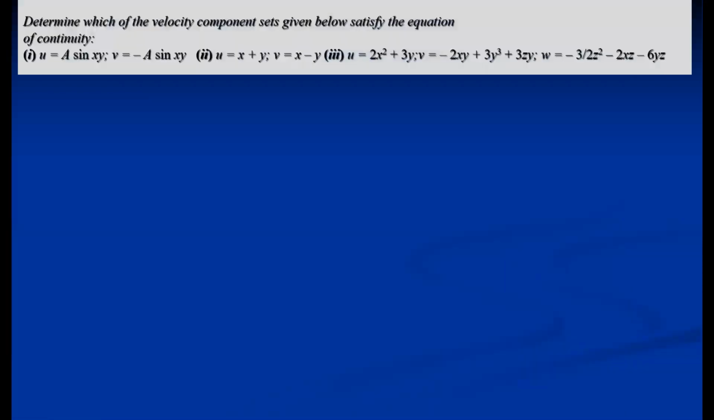So we take the first problem: determine which of the velocity component sets given below satisfy the continuity equation. Such kinds of problems can be asked for 4 to 6 marks. In the first problem, two velocity components are given: u is equal to a sin xy and v is equal to minus a sin xy.